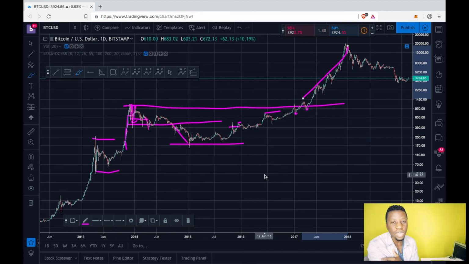So that's basically how you can use support and resistance to have a basic idea of where the market is most likely going to go, whether it's going to end up going in a downtrend or having an uptrend. And when it comes to trading consolidations, that's another topic for another day.